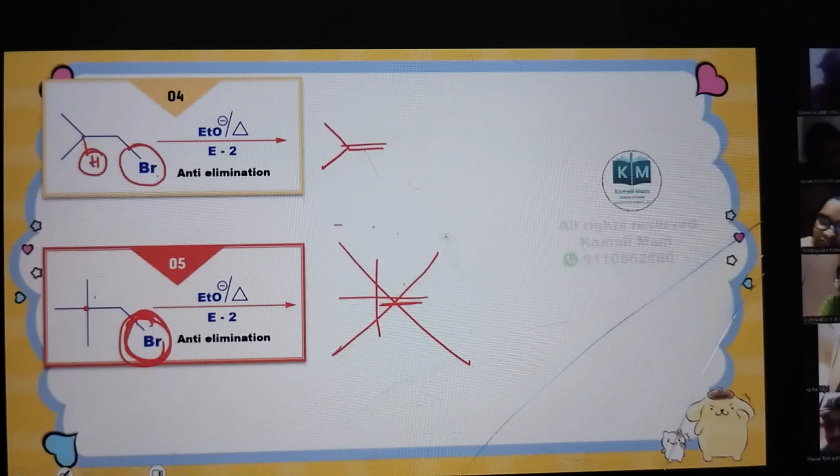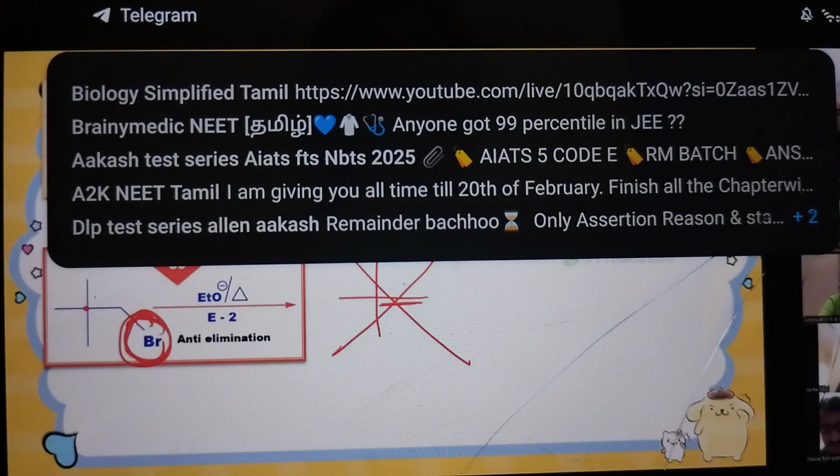Okay, come on. Ether oxide. Now tell me ether oxide, come on.